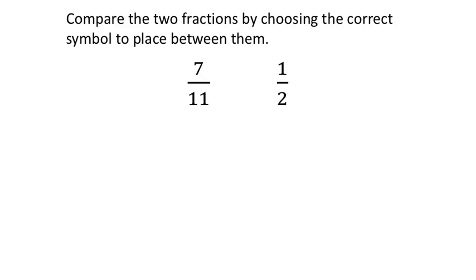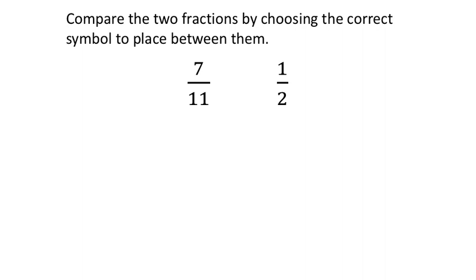So we look at these two examples. We got 7/11 and 1/2. Compare the two fractions by choosing the correct symbol and place between them. That's less than, greater than, or equal to. So they're not the same size pieces on this. I got a pizza that's been cut into 2 pieces, and I got another pizza that's cut into 11 pieces. What the heck? So what we're going to do is force the denominators to match.